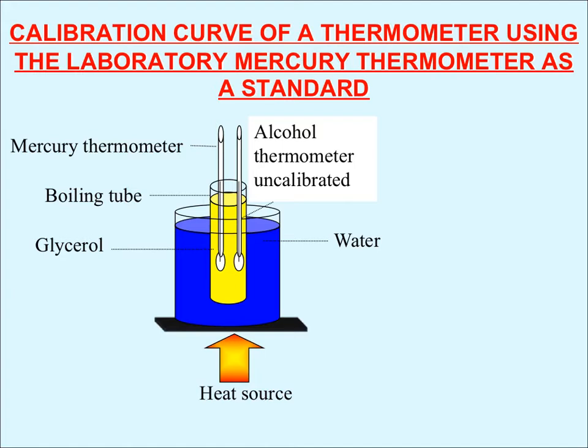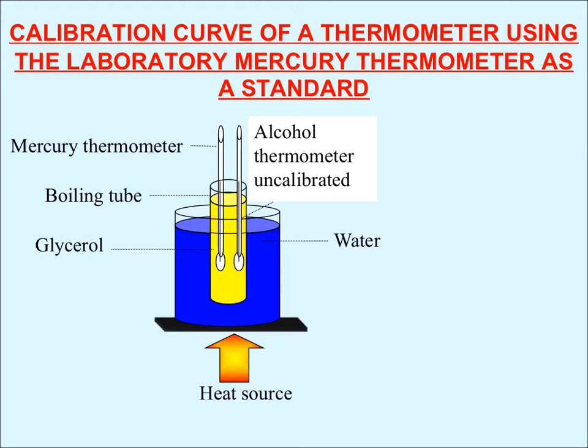Now what happens is that when you get to a known temperature on the mercury, you make a mark on the alcohol, take it out, measure the length, and then you draw a graph of length against temperature, and that's called the calibration curve.